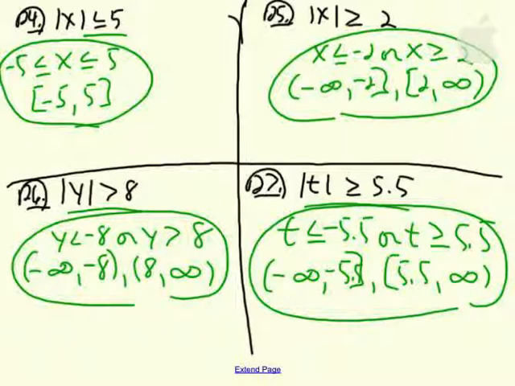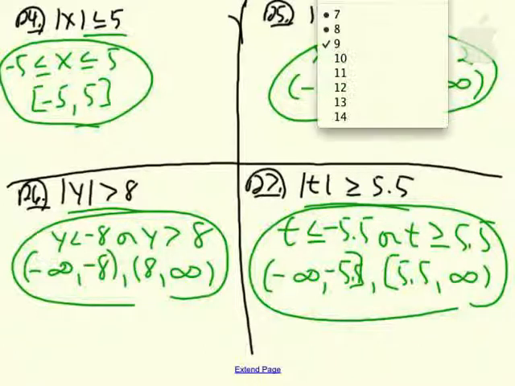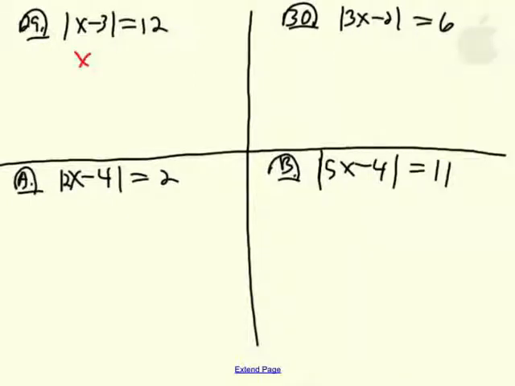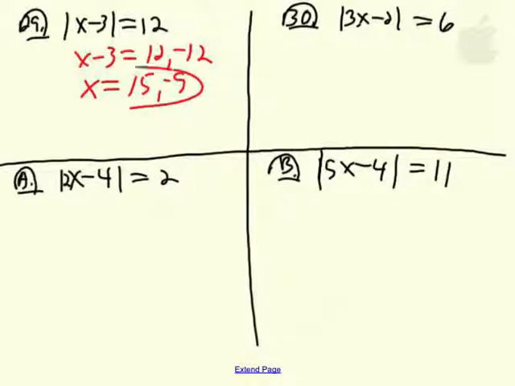You getting the idea? Between or wings, or is it just the two simple jobbies? Anyway, 29. This is a simple jobby. So this is going to be x minus 3 is equal to 12 or minus 12. Then add 3 to both sides. You get 15 and minus 9.